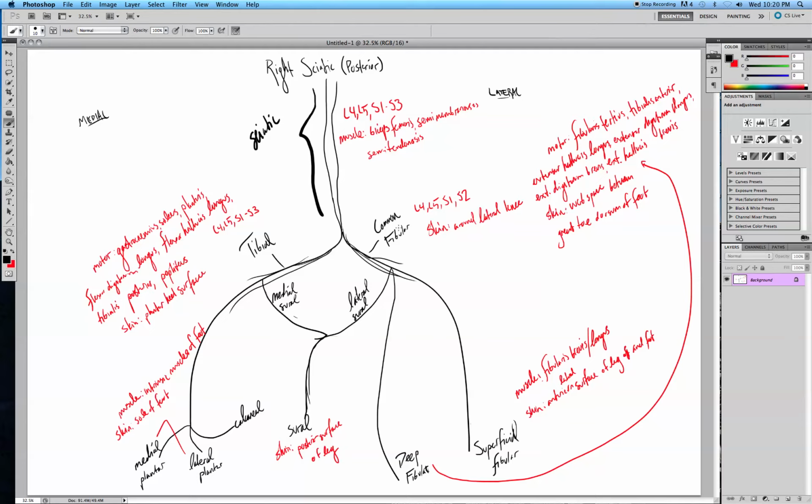The common fibular is going to be off of ventral rami L4 and 5, and then S1 and 2. And this is only sensory information. It's just the skin area around your lateral knee. And kind of cool fact to know about this nerve is it's really close to the skin.